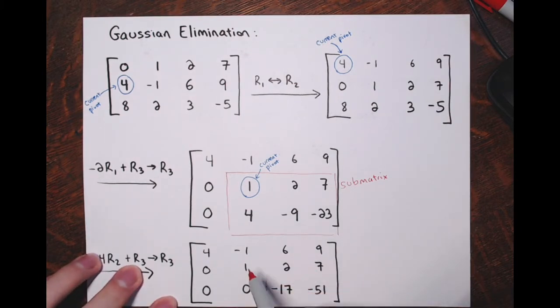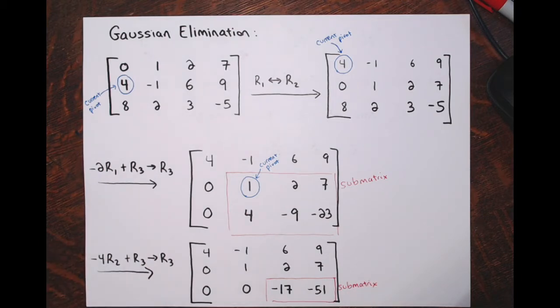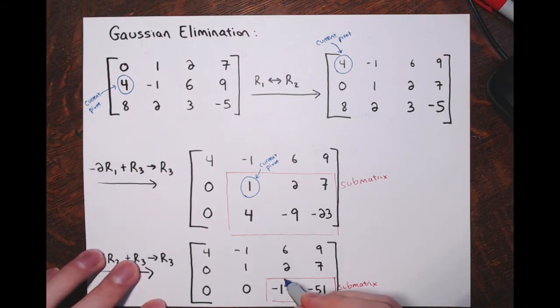Again, the pivot in the last step was this 1, and I've zeroed out all the entries below it, and now the submatrix when I start over is this one, right? Below and to the right of the last pivot. So the current pivot now is this number -17.